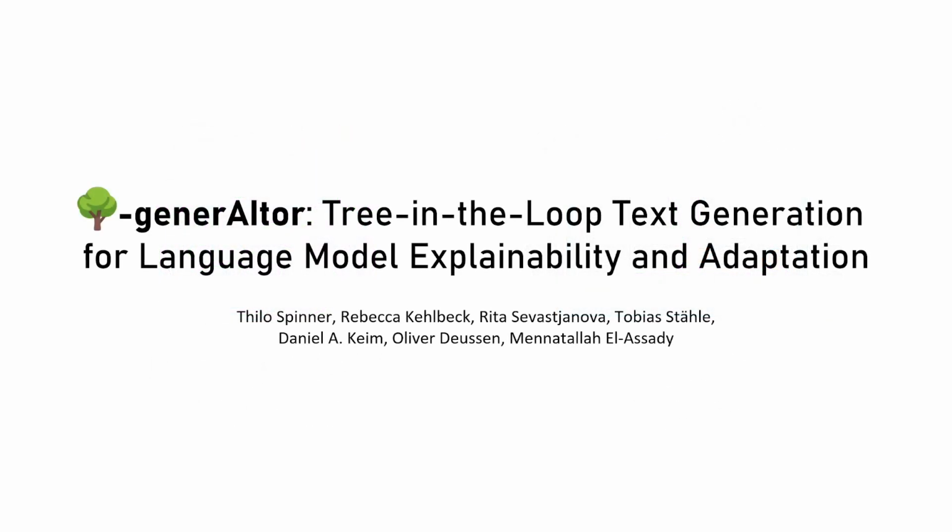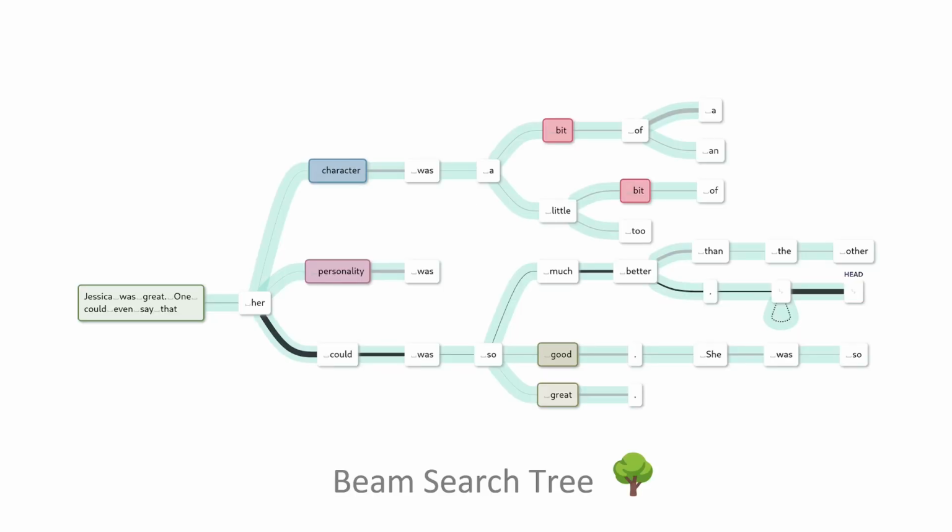To address the identified challenges and user groups, we present generAItor, a visual analytics technique for language model explainability and adaptation in generative models. Beam search is the most prominent way to sample the generated text from the probability distribution output by the model. It results in a tree where the most likely nodes are further expanded and less likely branches stall.